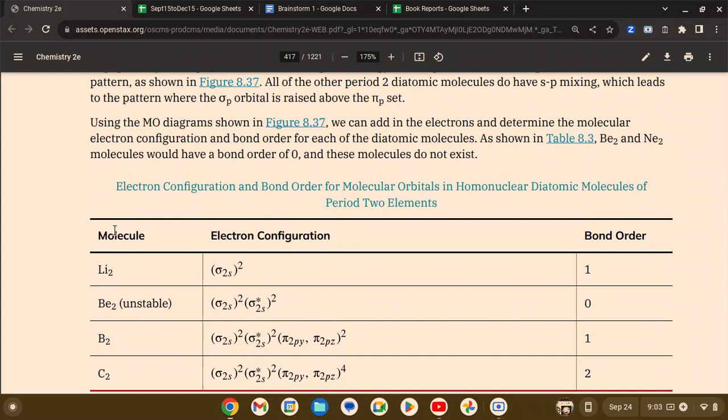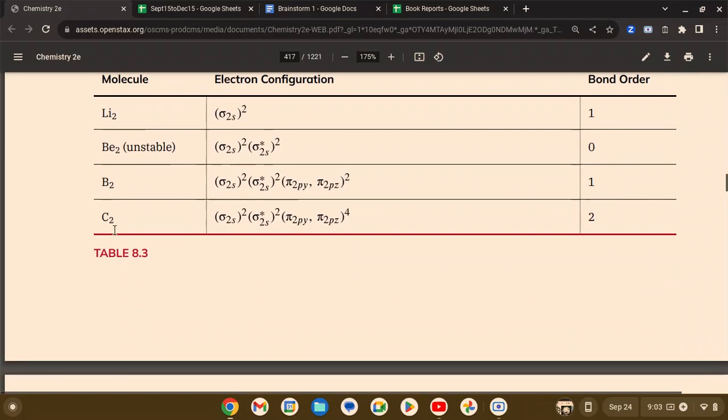Using the MO diagram shown in figure 8.37, we can add in the electrons and determine the molecular electron configuration and bond order for each of the diatomic molecules. As shown in table 8.3, beryllium 2 and neon 2 molecules would have a bond order of 0, and these molecules do not exist.